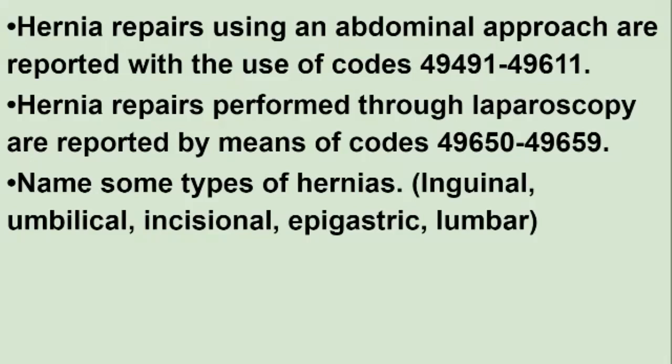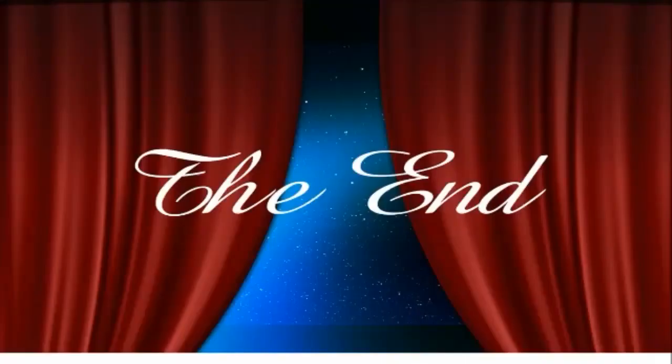Hernia repairs performed through laparoscopy are reported by means of codes 49650 through 49659. Name of some types of hernias: inguinal, umbilical, incisional, epigastric, and lumbar. Did you ever know there were so many hernias? And that's the end.